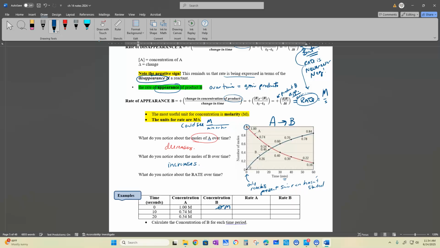But what do you notice about the rate? So notice A and B, they're kind of like the same lines, just inverted of each other. Over time, what happens to rate? It actually decreases. It gets slower over time.